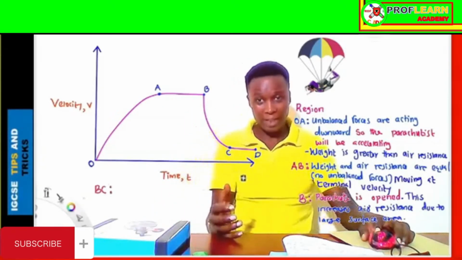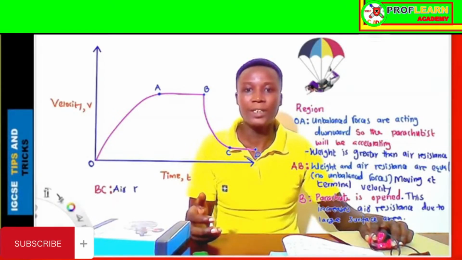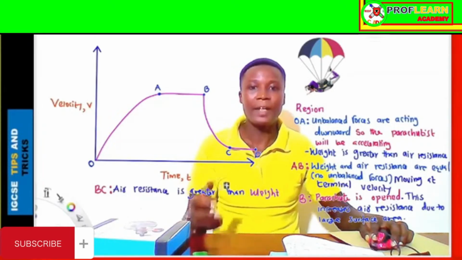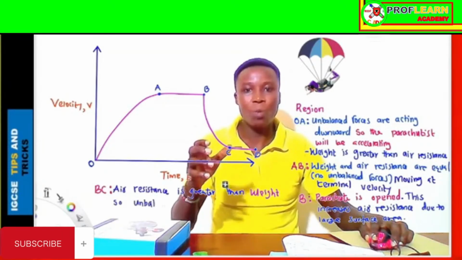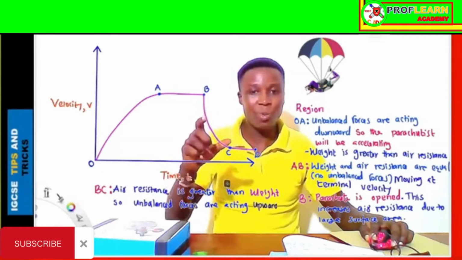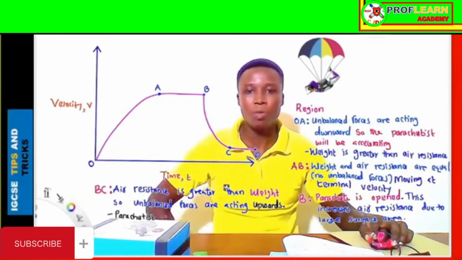So in an exam, you can be told to state what's happening there. You can say air resistance is greater than the weight, and then the unbalanced forces will be acting upward. So the person will start decelerating. So the person will be decelerating in that region.